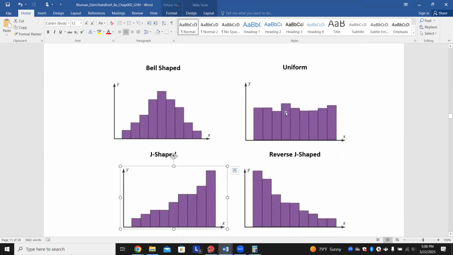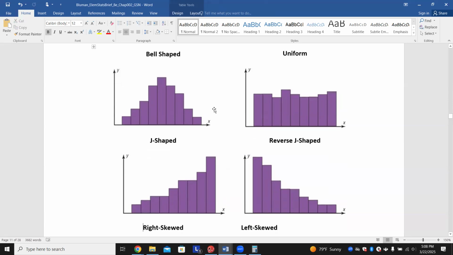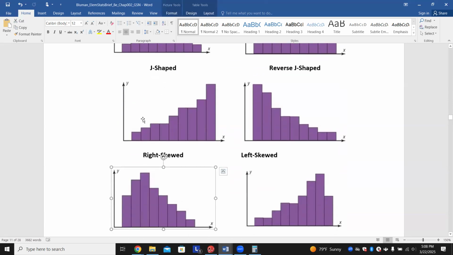All right, this is what we call bell shaped because it looks like a bell. Typically, your mean is right here and it's distributed evenly on both sides. A uniform bar graph, there's no high values. It's pretty much the same, give or take, all the way across. We have what we call a J-shaped.